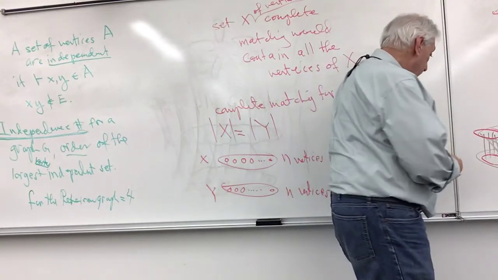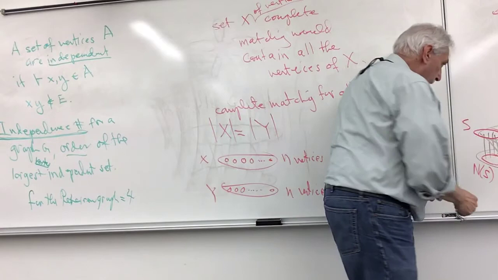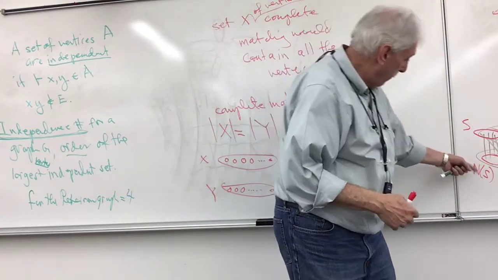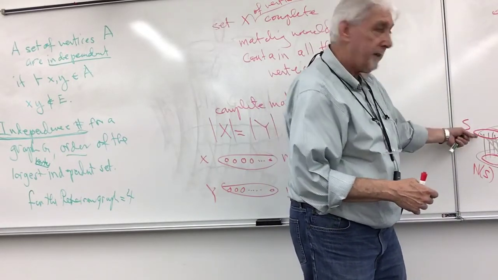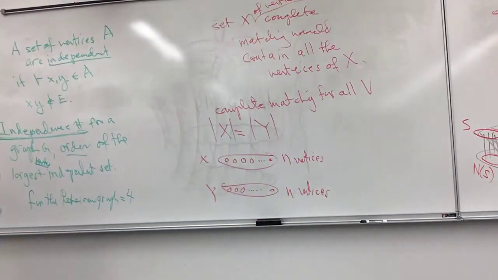So if this is S, and this is the neighborhood of S, for there to be a matching, there's got to be at least as many points here as there are here. Does that, I mean, that's, of course. That should be an obvious one. Now it's the other way, showing that that's an if and only if, that we'll be looking at.